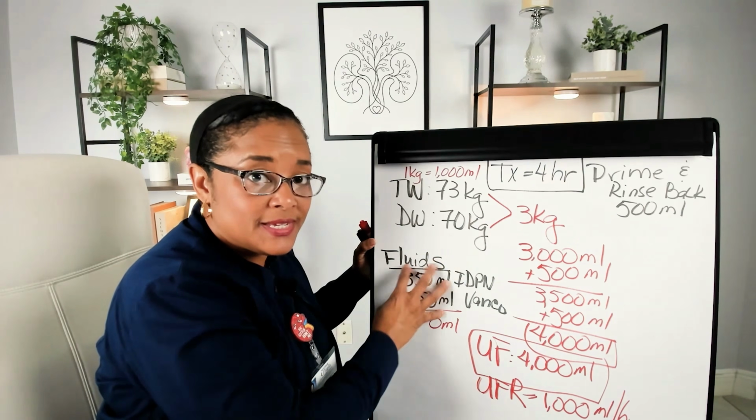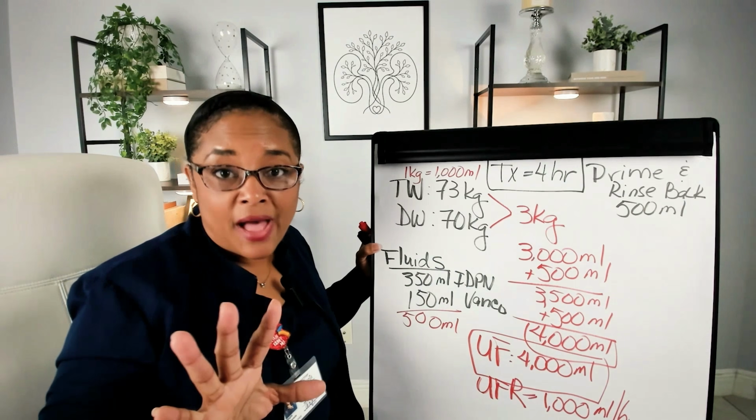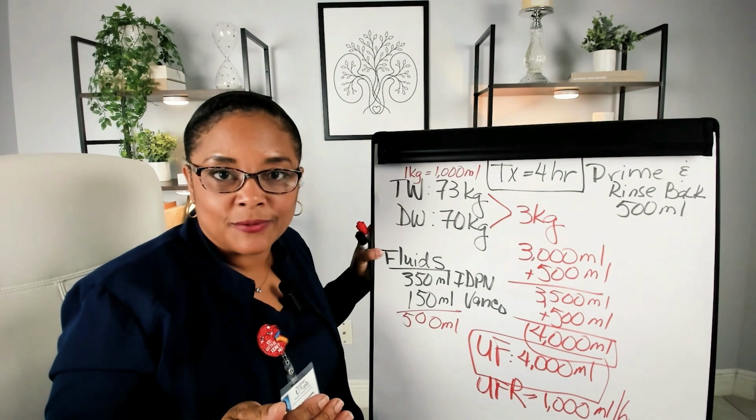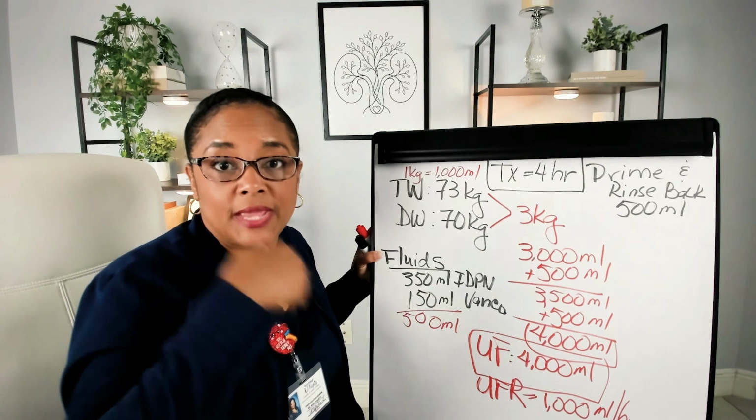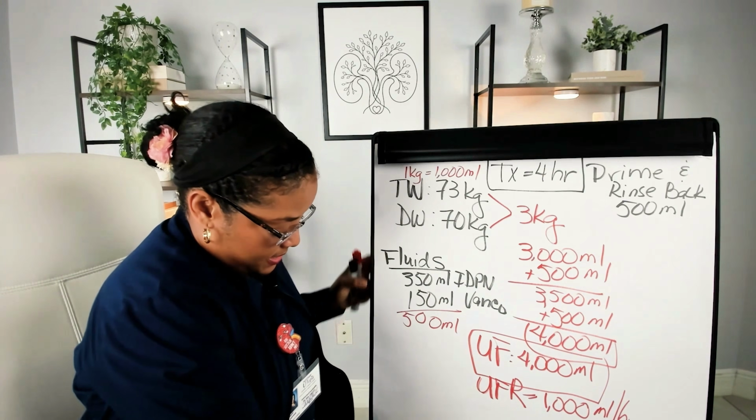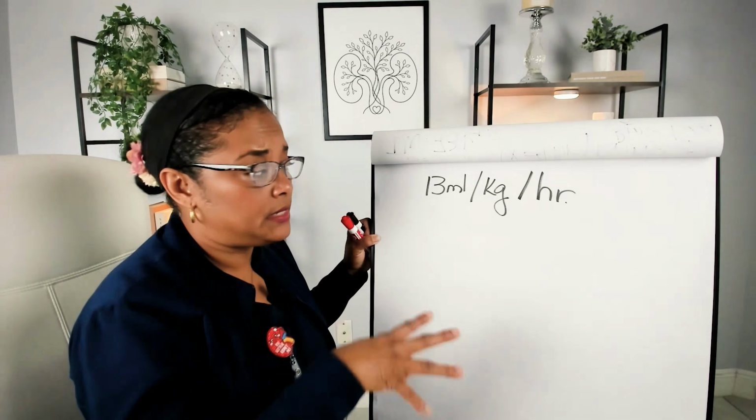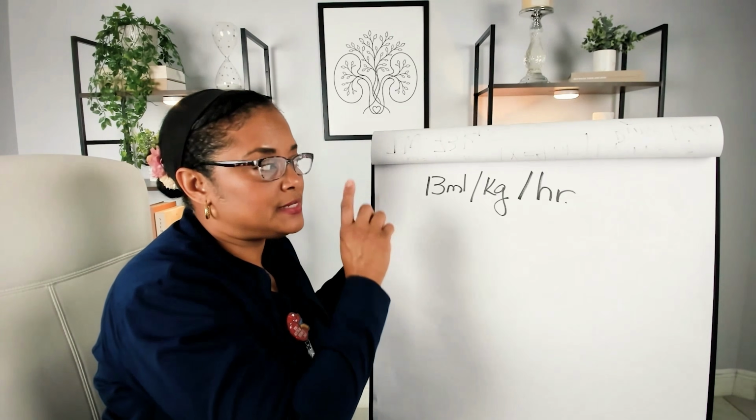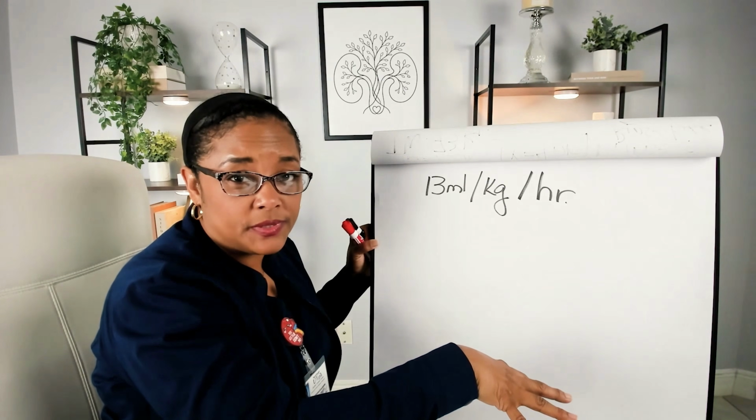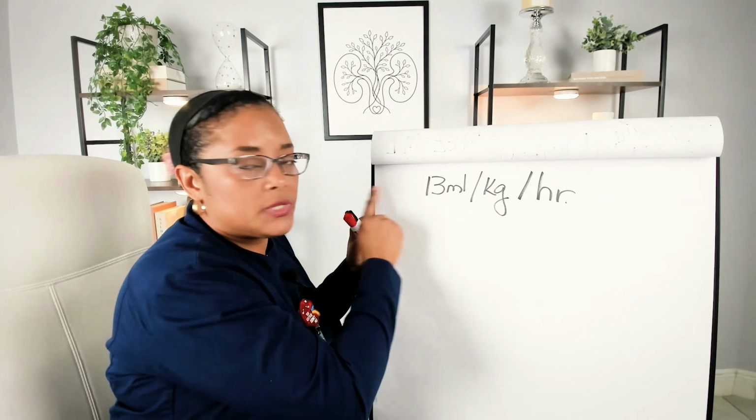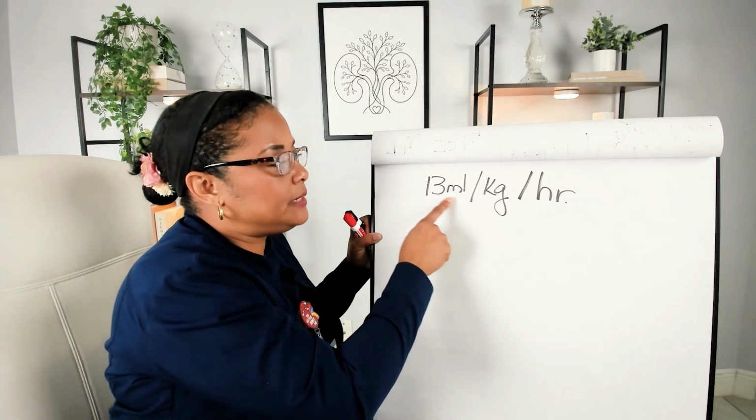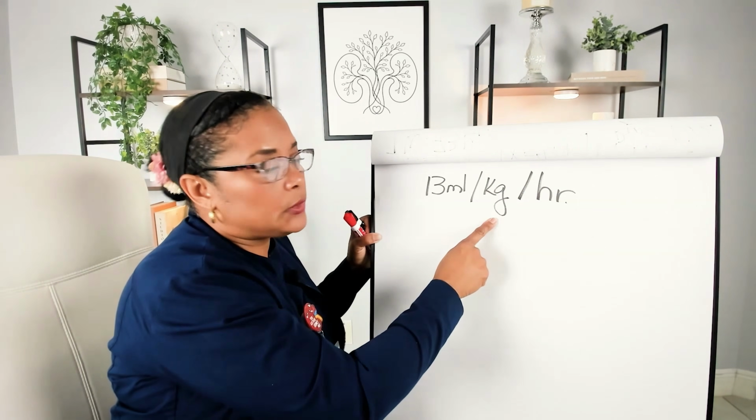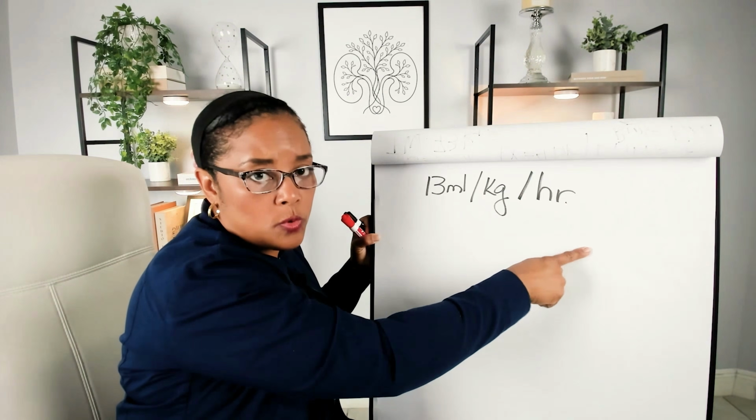Okay, so this is what you need to do. And that 5-step method, write it down. Save this video so that you can go over it again and again. Now, if we want to know if the fluid removal that we calculated for our patient is safe for them individually, then we will use this formula, the 13 milliliters per kilogram per hour rule.